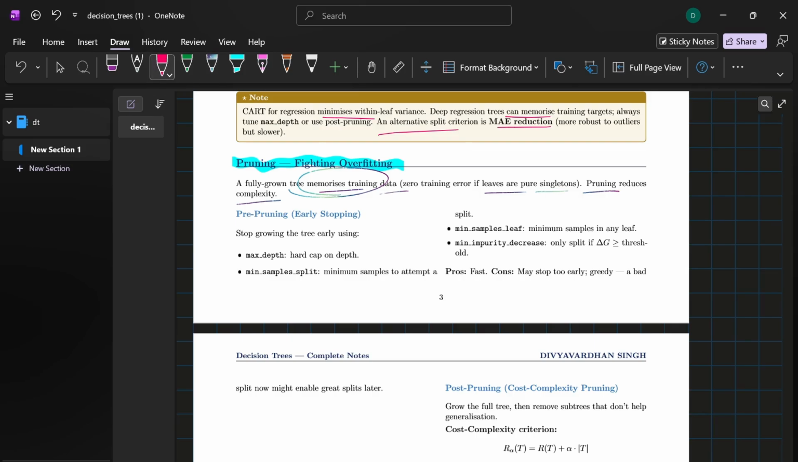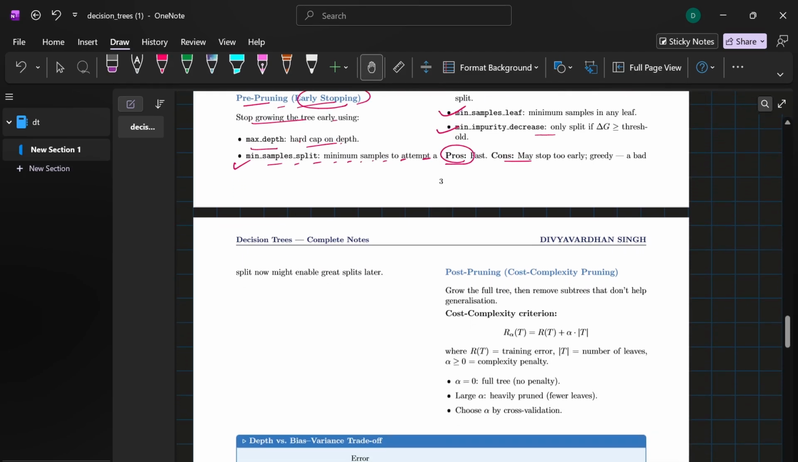There are two types of pruning which we can do. First one is pre-pruning, also called early stopping. This means we stop the tree from growing too much in the first place using hyperparameters like max depth, minimum sample split, minimum sample leaf, minimum impurity decrease. These can all be used in the case of pre-pruning. Pre-pruning is fast. The downside is it is greedy, so you might stop too early.